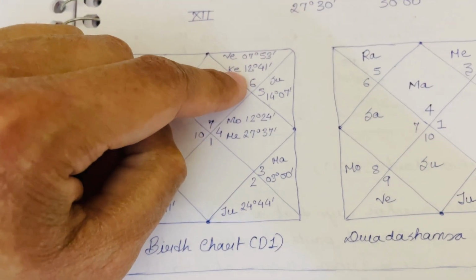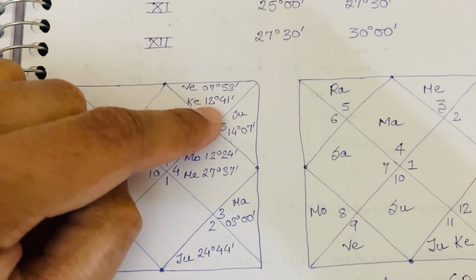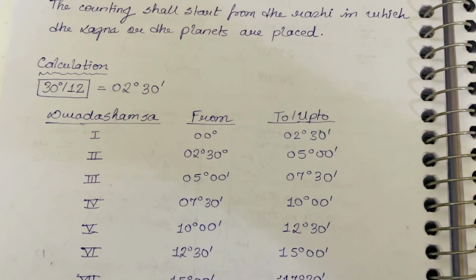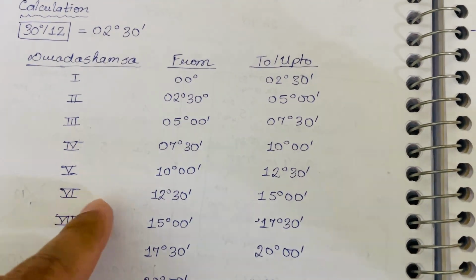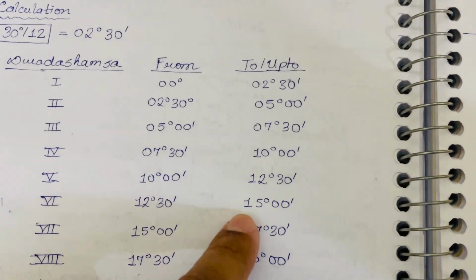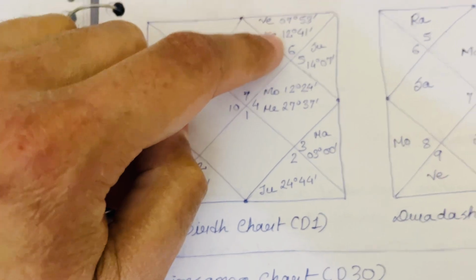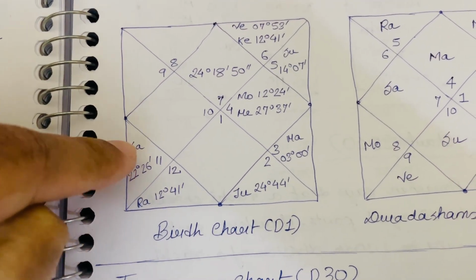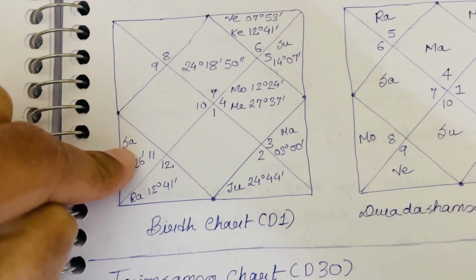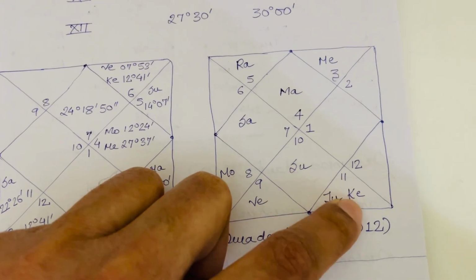Now let's calculate for Ketu. The longitude of Ketu is 12 degree and 41 minutes. So 12 degree and 41 minutes is falling in the 6th Dwadashamsha. So for Ketu, from here count 6: 1, 2, 3, 4, 5, 6. So Ketu is getting placed in the sign of Aquarius in the Dwadashamsha chart.